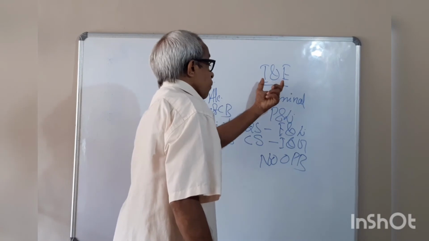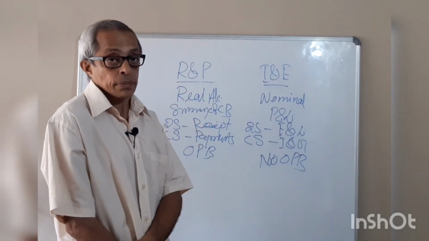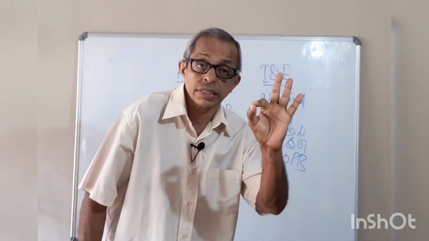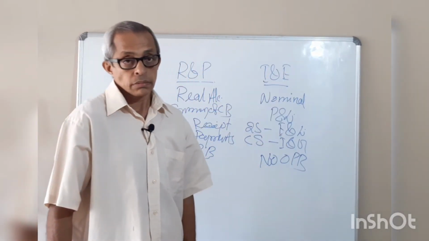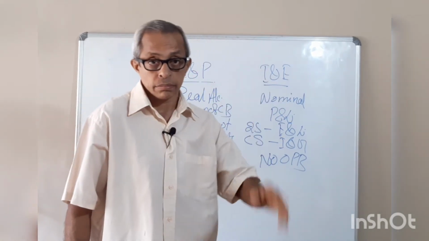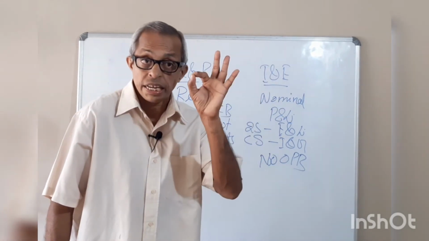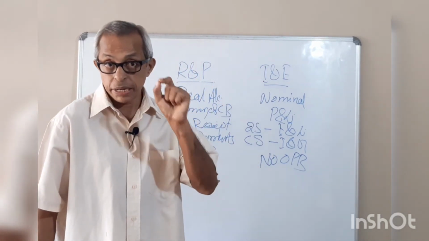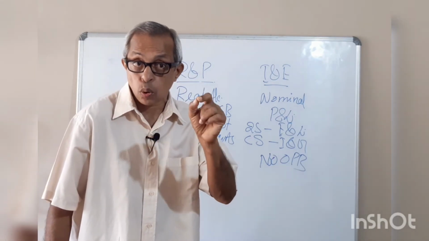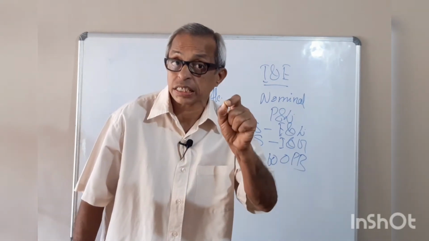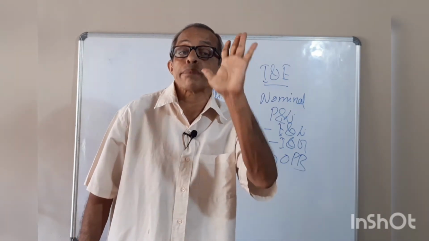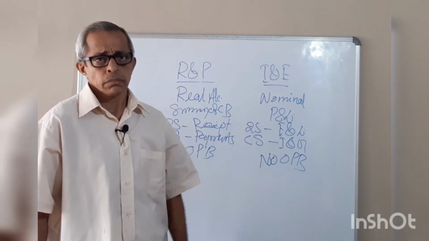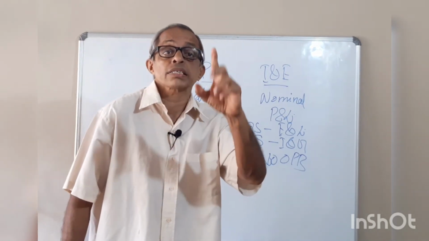But in the case of income and expenditure account, it shows only current year's expenditure and current year's income. That means it does not show current year's receipts or current year's payments. It shows only current year's income. It shows only current year's expenditure.